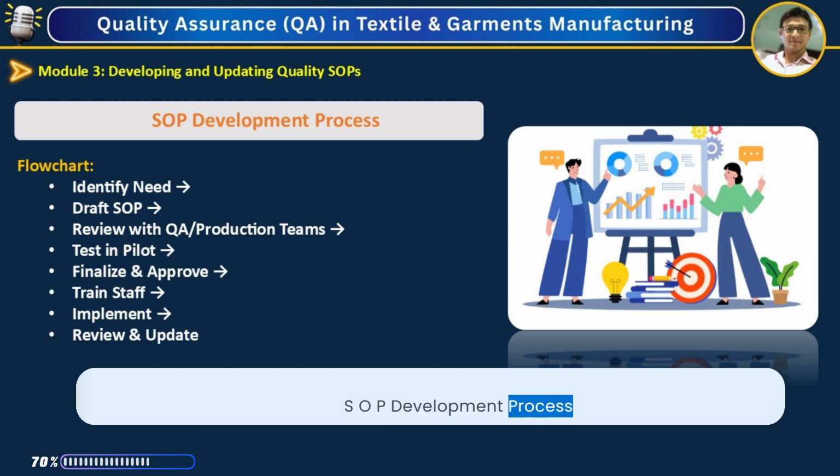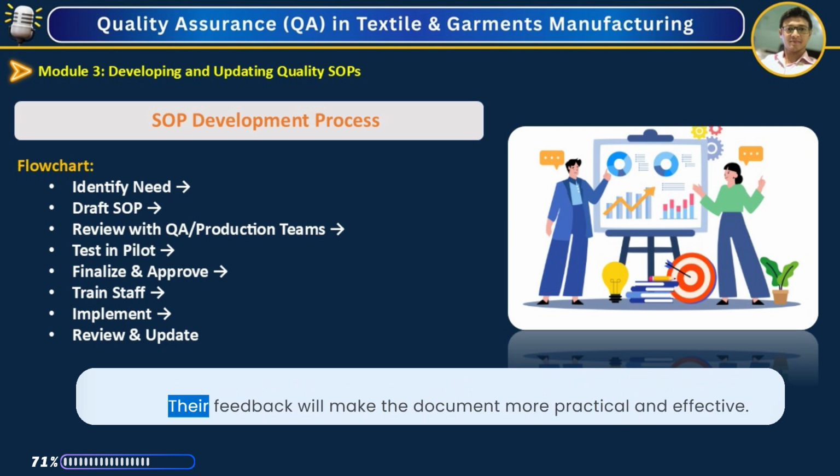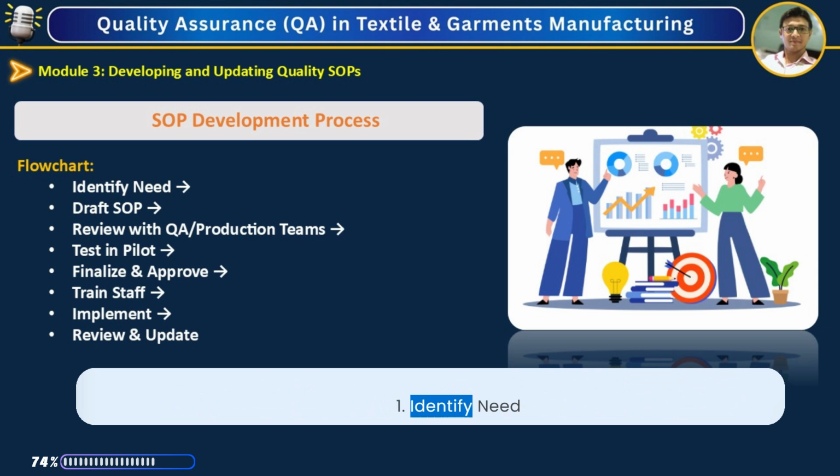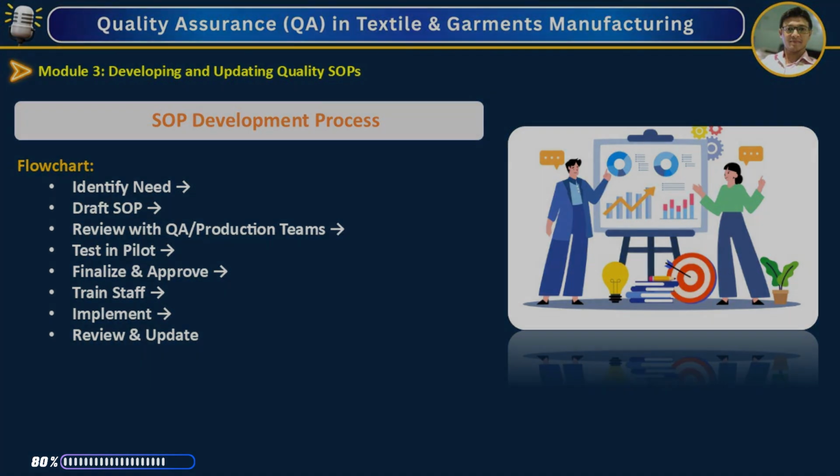SOP development process. Involve the people who actually use the SOPs. Their feedback will make the document more practical and effective. Flowchart of SOP development process. 1. Identify need. 2. Draft SOP. 3. Review with QA or production teams. 4. Test in pilot. 5. Finalize and approve. 6. Train staff. 7. Implement. 8. Review and update.